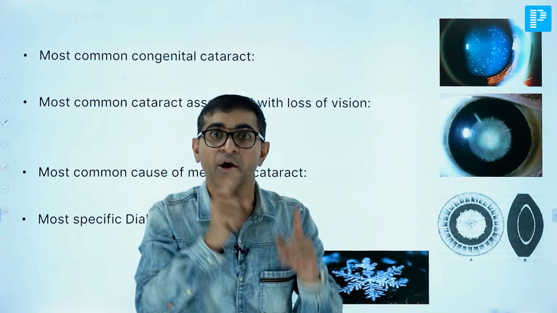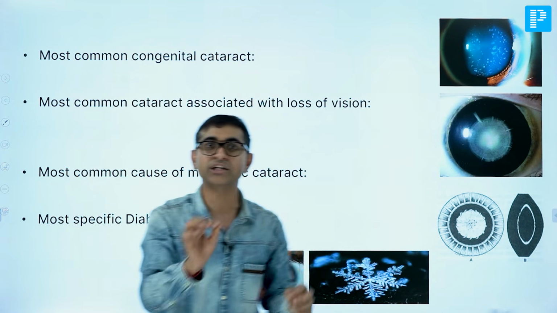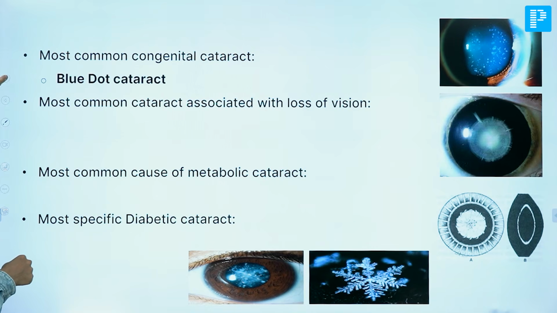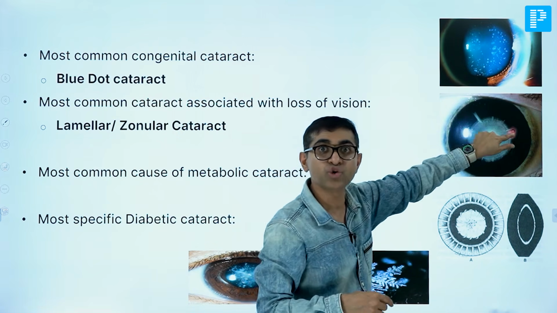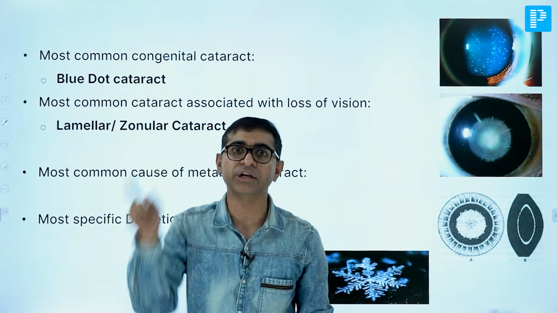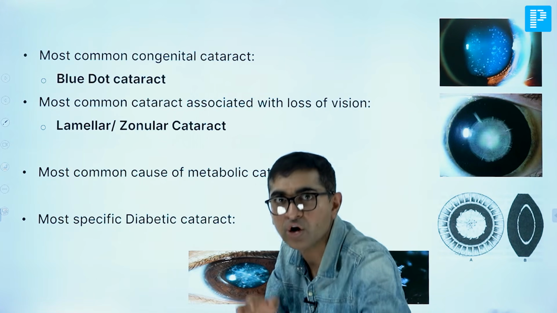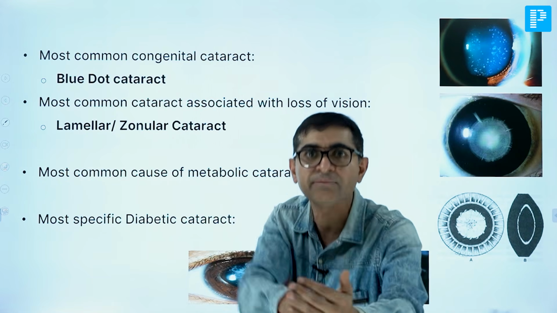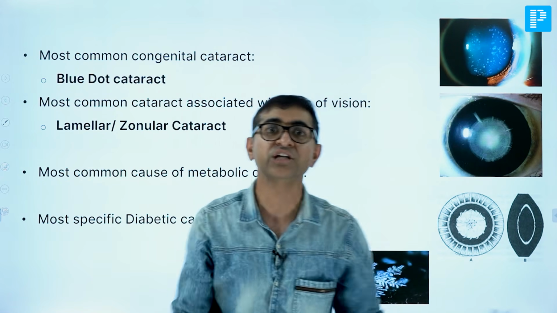But can you tell me one congenital cataract which is associated with loss of vision? Boys and girls, that is your lamellar or zonular cataract. Here you would see that there is entire opacity in one zone, hence the name zonular cataract. And can you tell me which part of the lens is involved? It is your fetal nucleus. You know, from inside to outside there is embryonic nucleus 0 to 3 months, fetal nucleus 3 to 8 months, infantile nucleus 8 months to puberty, adult nucleus puberty to adulthood, and peripheral to the nucleus there is cortex.